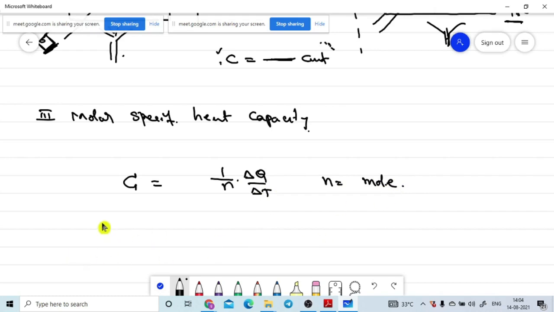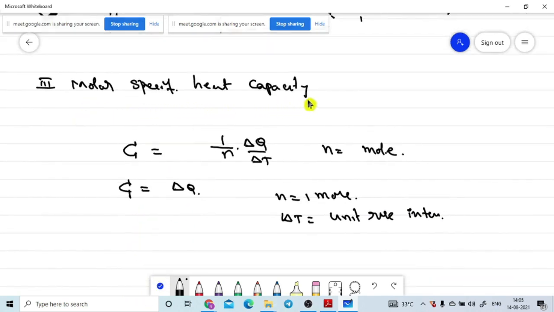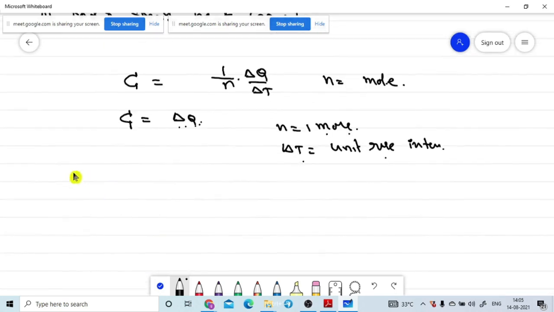So how can we define this? Capital C becomes delta Q only, where n is equal to 1 mole and delta T is equal to a unit rise in temperature. So how can we write the definition? Molar specific heat capacity is the amount of heat required to raise the temperature of the substance by one unit for 1 mole. Is it correct? Yes, sir. So that is the definition I need to write.